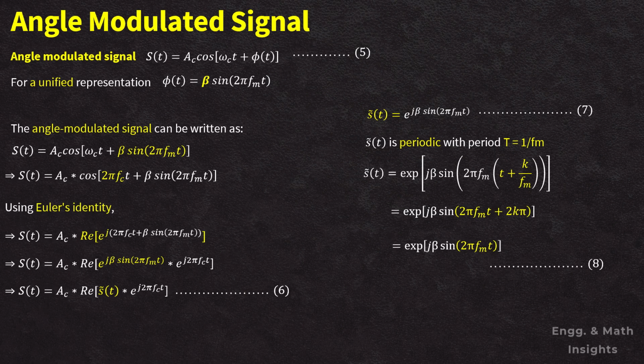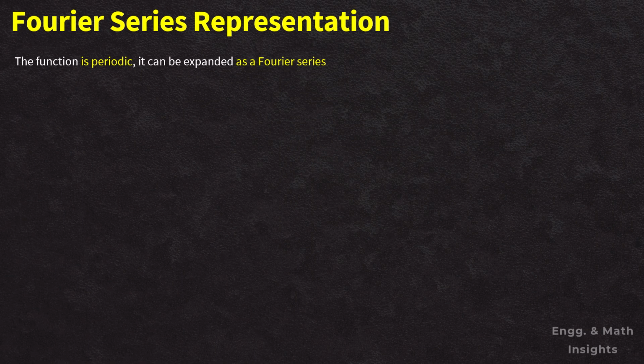So this e to the power j beta sin 2 pi fm t is a periodic function of the time t, and it has a period of T is equal to 1 by fm. As this is a periodic function with the period T equal to 1 by fm, this allows us to expand it in a Fourier series. Or, as the function is periodic, it can be expanded as a Fourier series, and the expansion will be valid for all time. So s tilde of t can be written as the summation from n equal to minus infinity to infinity of cn e to the power j 2 pi n fm t.